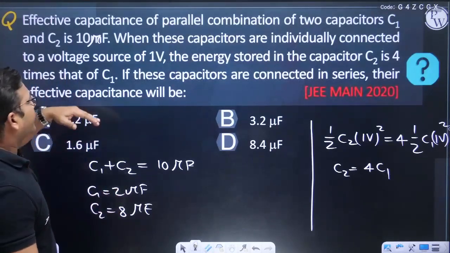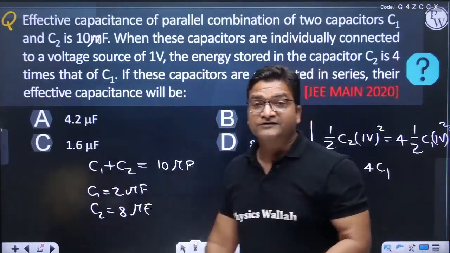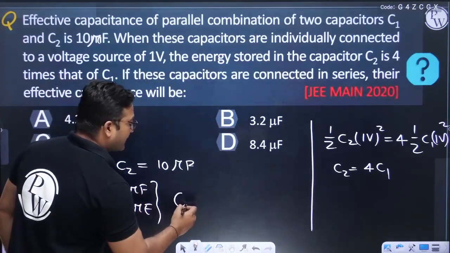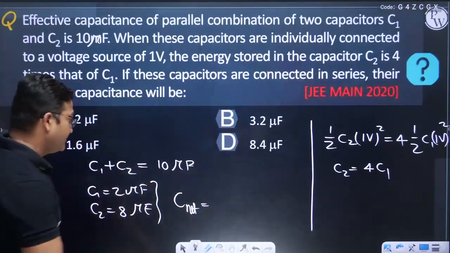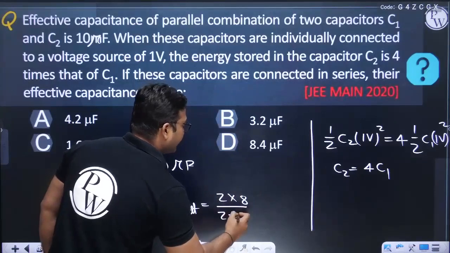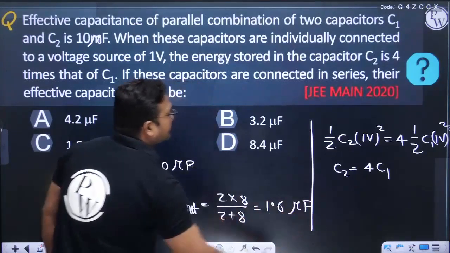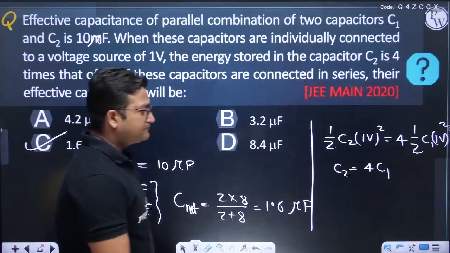Now they say if these capacitors are connected in series, their effective capacitance would be? So if these two are connected in series, the effective capacitance by the formula C1 C2 upon C1 plus C2 is 2 times 8 upon 2 plus 8, that is 1.6 microfarad. So the correct answer is C. Okay.